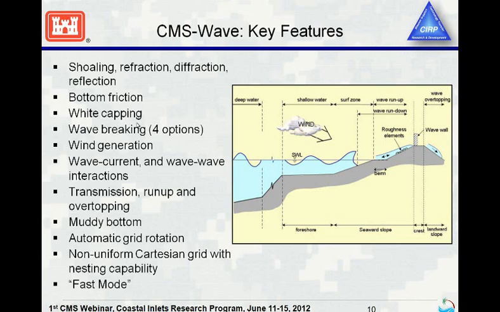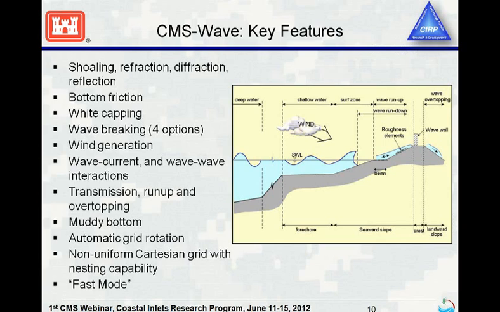Some of the key features for our wave model, it has shoaling and refraction, diffraction, and reflection. There's bottom friction, of course. We have capability to take into account white capping, 4 different options for wave breaking calculations, wind generation of waves. We also have wave current and wave-wave interactions, transmission, run-up, and overtopping. There's calculations you can do for using muddy bottoms. I'll go through that in a few minutes.